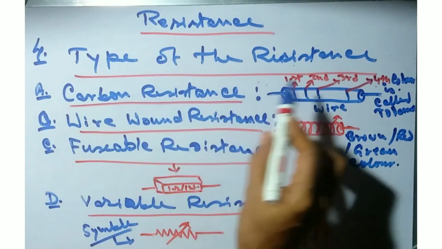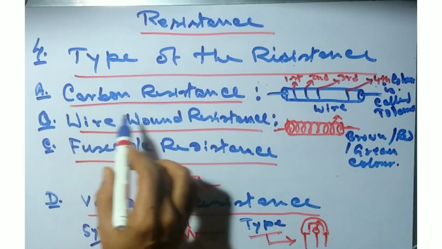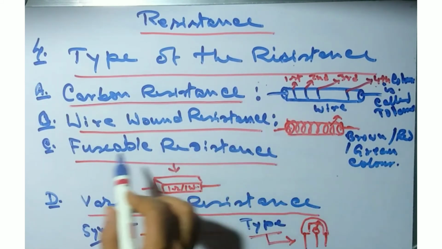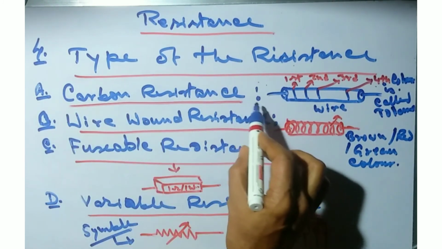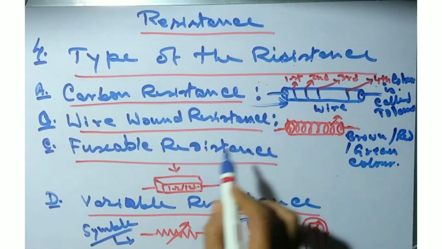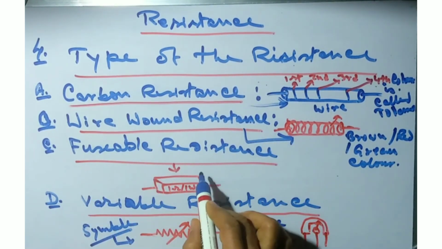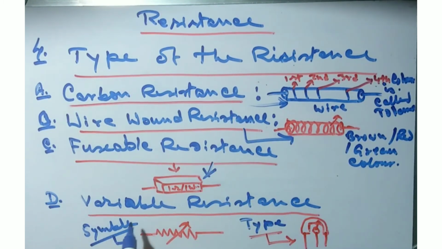Resistance, type of resistance. Number A, carbon resistance. B, wire wound resistance. Fusible resistance. Carbon resistance, wire wound resistance, fusible resistance, that is variable resistance. Symbol of variable resistance, type of variable resistance.